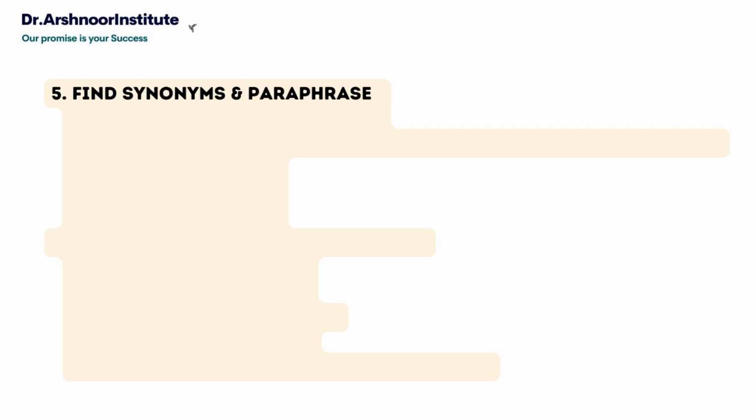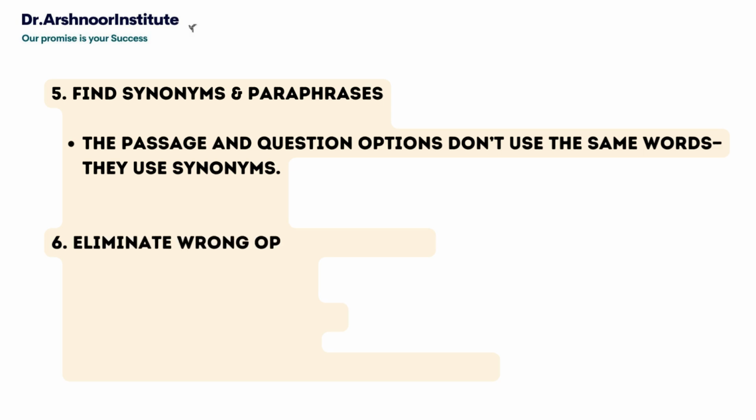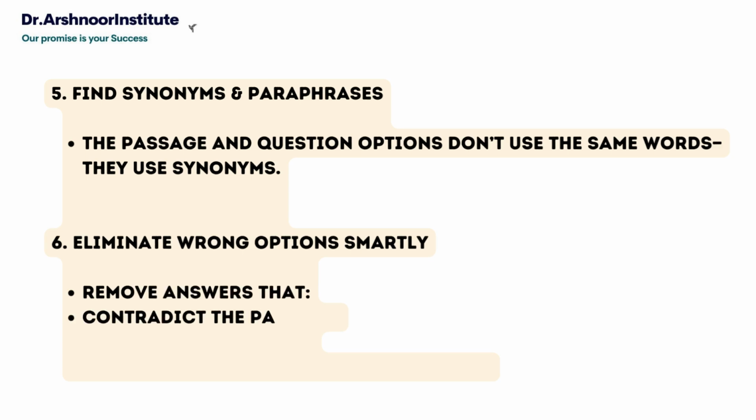Fifth tip, find synonyms and paraphrases. The passage and the question options don't use the same words, they use synonyms. For that reason, you have to be well equipped with synonyms, and I have uploaded a series on synonyms, especially the words commonly found in OET reading.